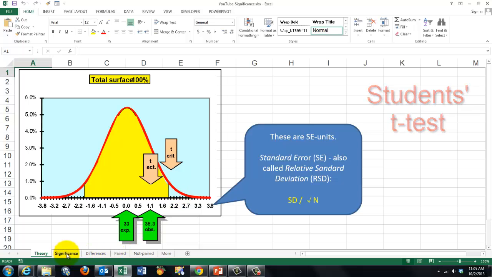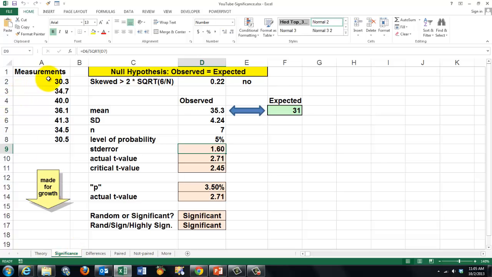Let's test it on a very simple situation. Say we had 7 measurements, and the so-called null hypothesis says what you observed is what you expected. Let's say we expected 31, we observed 35.3. Is that significantly different, yes or no? I have to use the t-test because I have less than 30 cases, but even if you have more than 30 cases, the t-test is always safe, unless your figures are not normally distributed.